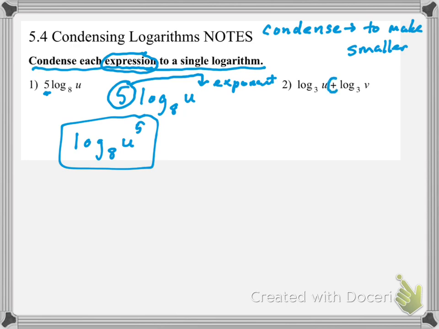Except now, those are being added together. All right? They're being added together. For you to do anything to this problem, the bases must be the same. They have to be the same. So what we're going to do is we're going to condense this. So it's going to be log base 3. We're going to take the u and the v, and we're going to multiply them together and stick it together into one log. So addition means multiply. That's our answer.